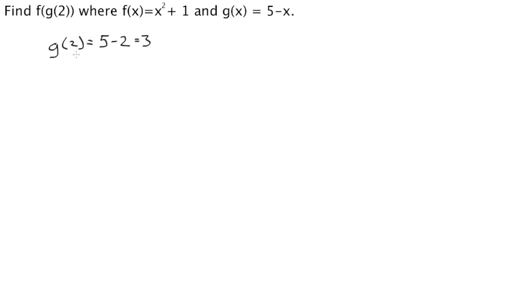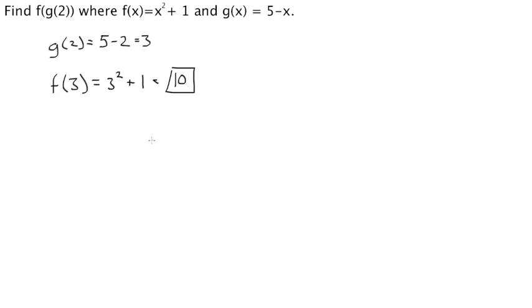But I'm not asked to find g of 2, I want to find f of g of 2. Well, I know g of 2 is 3, so I'm going to stick this 3 inside the next function, f. I want to find f of 3. Once again, I take my function f, and everywhere there's an x, I'm going to stick in a 3 instead. So this becomes 3 squared plus 1. So that's 9 plus 1, so 10.